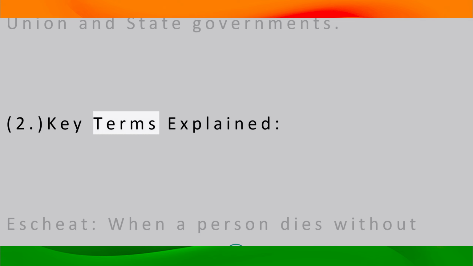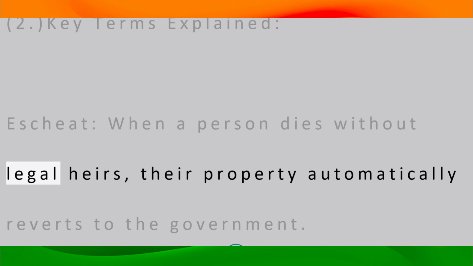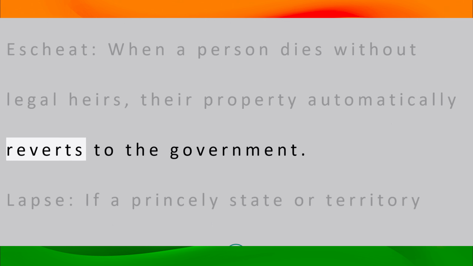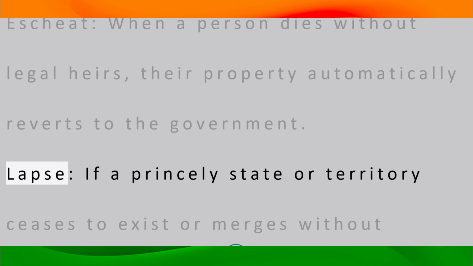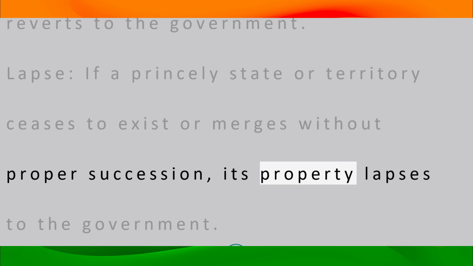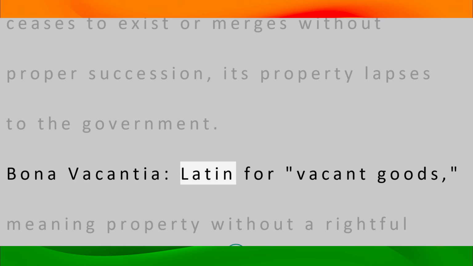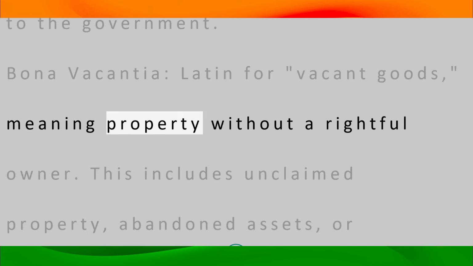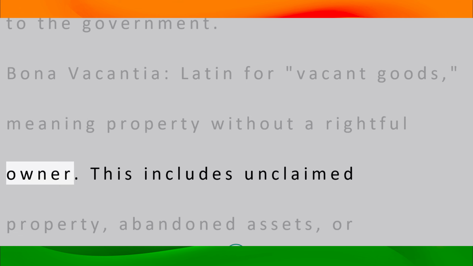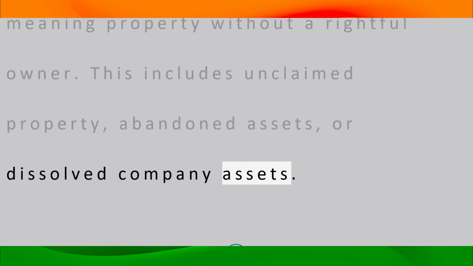2. Key terms explained. Escheat. When a person dies without legal heirs, their property automatically reverts to the government. Lapse. If a princely state or territory ceases to exist or merges without proper succession, its property lapses to the government. Bona vacantia, Latin for vacant goods, meaning property without a rightful owner. This includes unclaimed property, abandoned assets, or dissolved company assets.